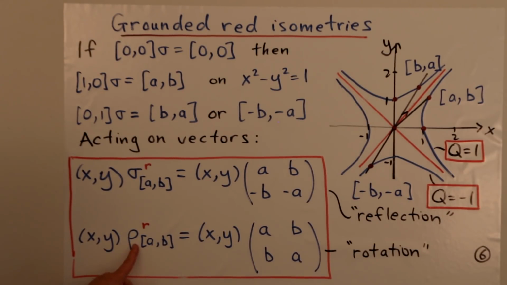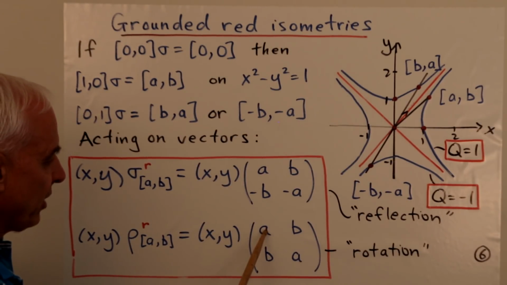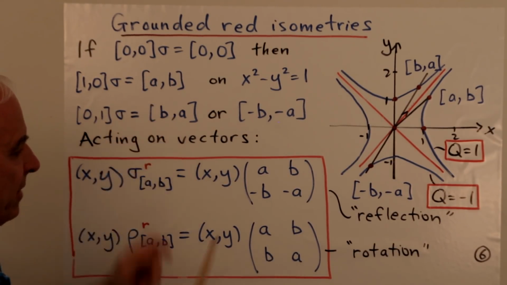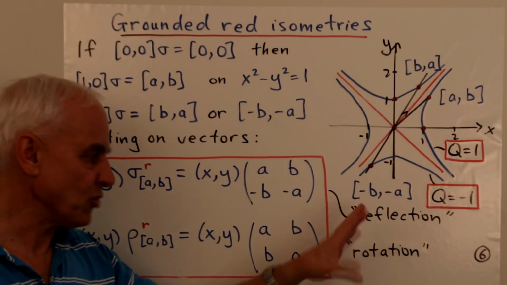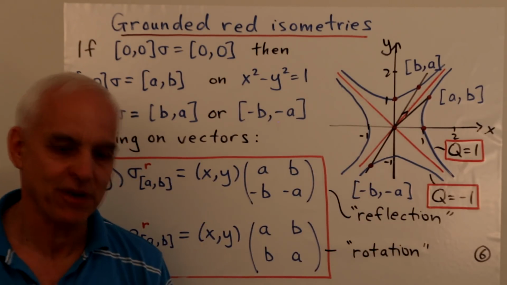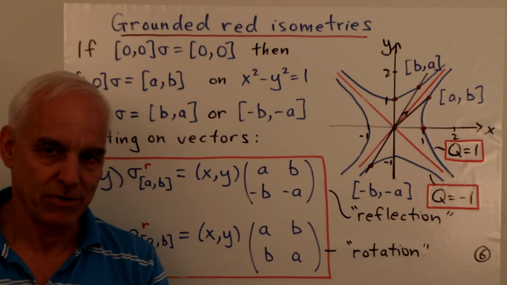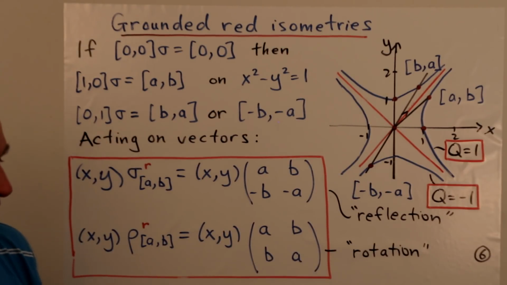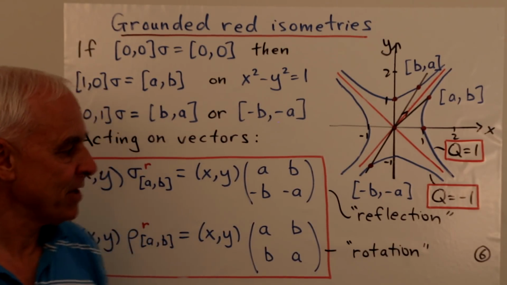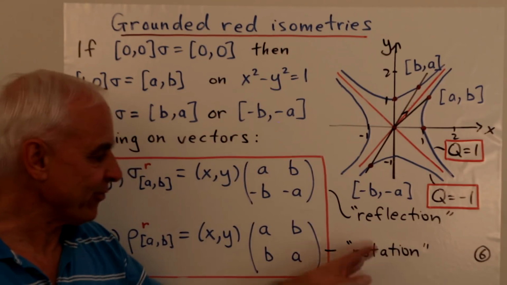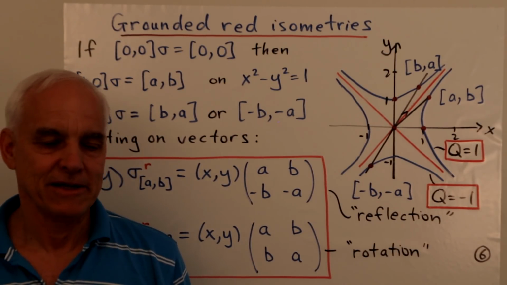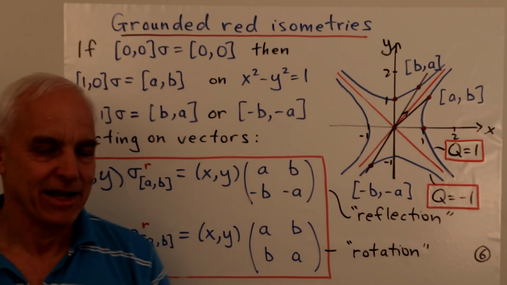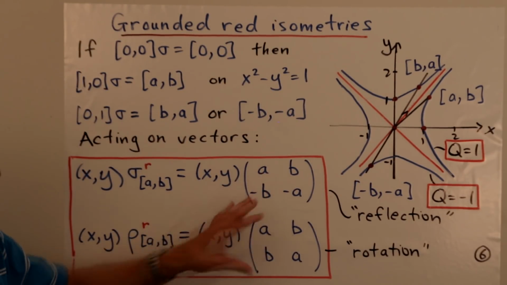And the other one, the rho sub AB, sends xy to the product of it with the matrix AB, BA. That turns out to be a rotation in this story. But we have to interpret reflection and rotation correctly in the red geometry, and that involves a bit of relativistic thinking. We're going to have to look at what are called Lorentz boosts. That's what's happening here. So we're going to touch base with a little bit of relativistic interpretation in understanding what these things do.